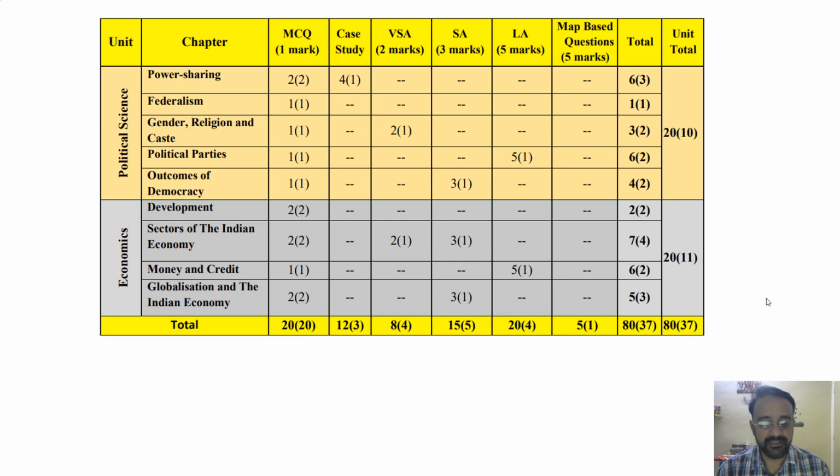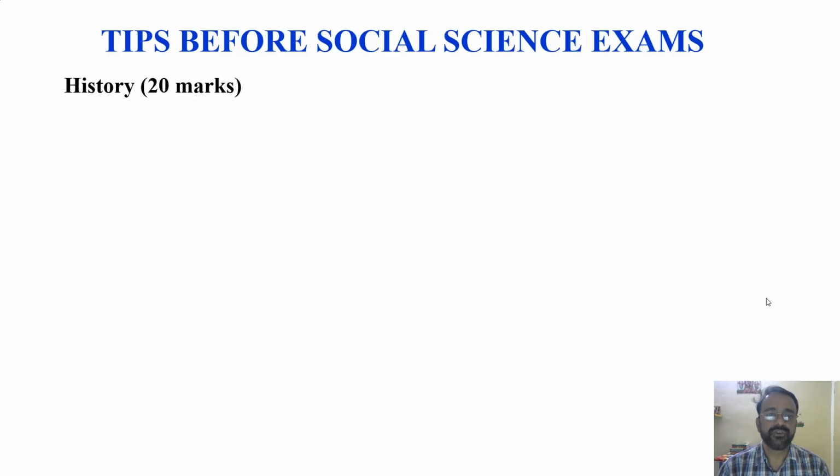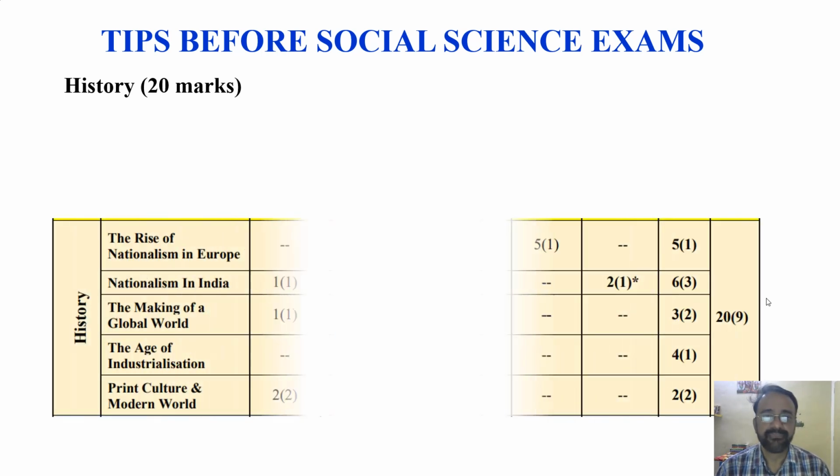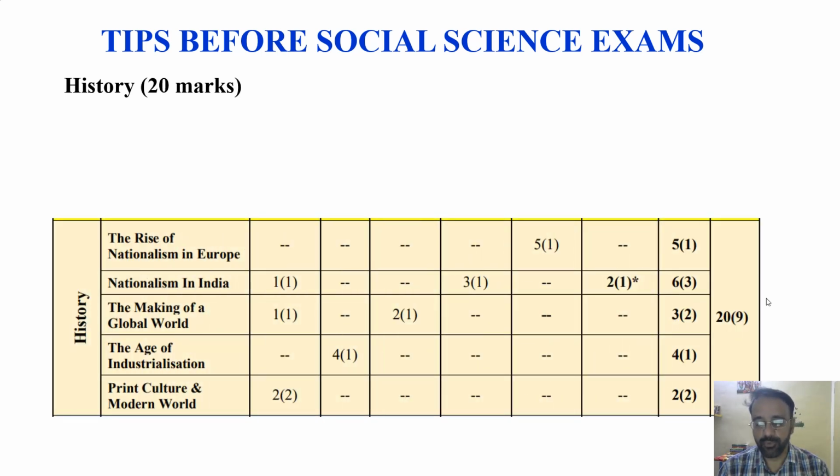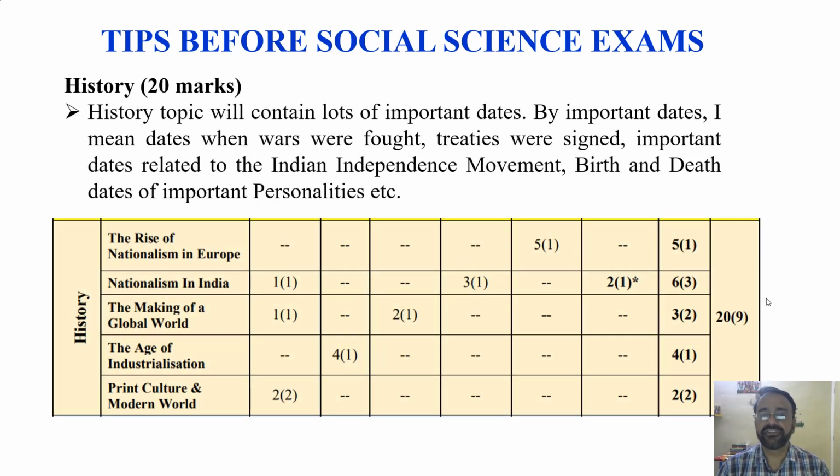So let us move toward the tips for history. History is of 20 marks. So this is the blueprint of the history part. The history topic contains a lot of important dates. By important dates I mean dates when wars were fought, treaties were signed, important dates related to the Indian independence movement, birth and death dates of important personalities, etc.